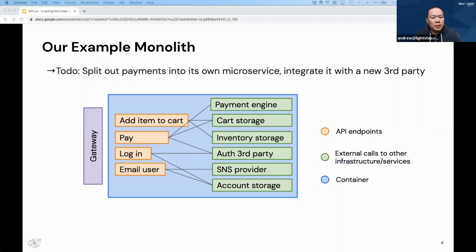Because of these reasons, many companies today are looking to decompose their existing monoliths into distributed services. The goal of today's exercise is to split out our payments functionality into its own microservice and to integrate that service with a new third-party payment endpoint. We want to accomplish this with minimal disruption to the overall business.